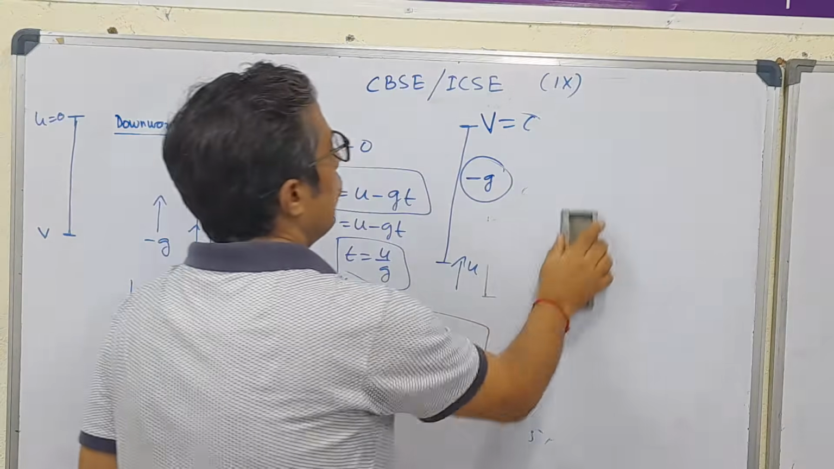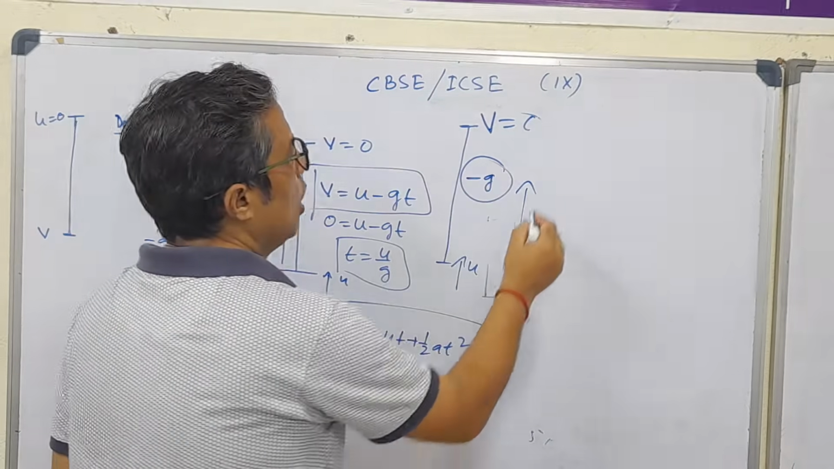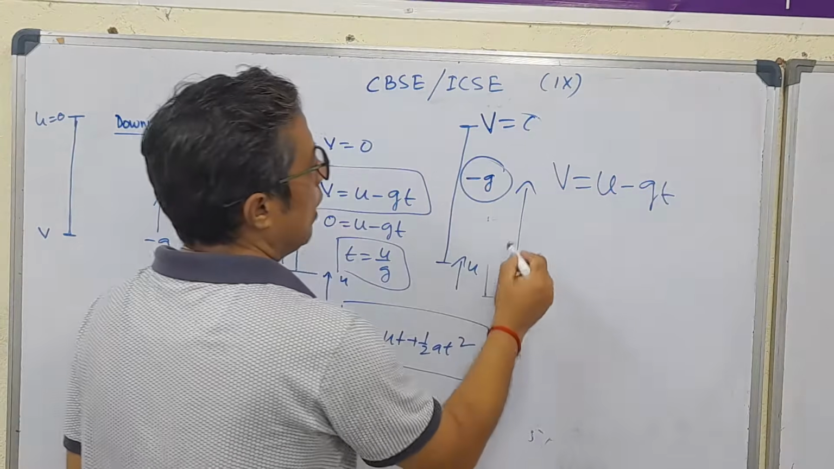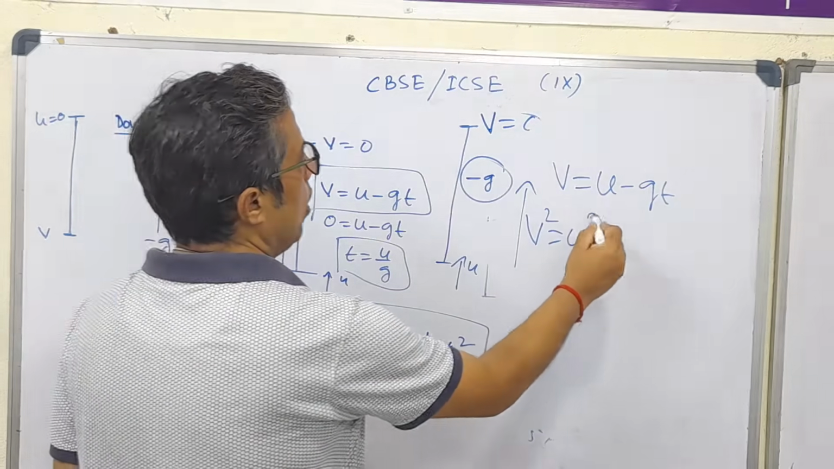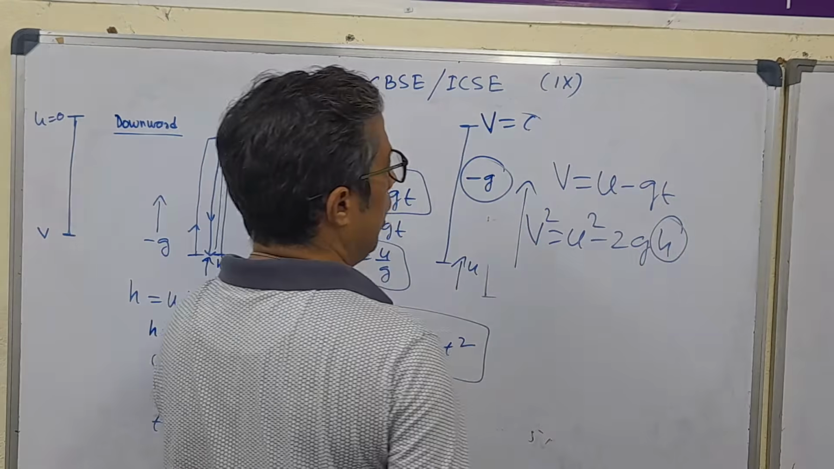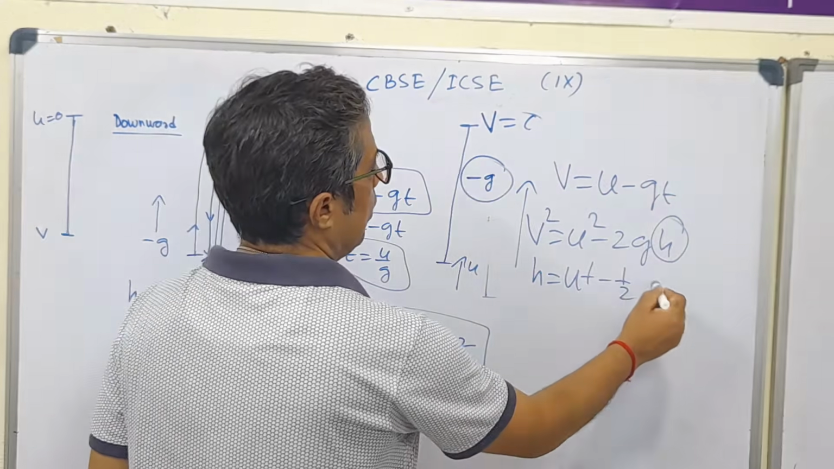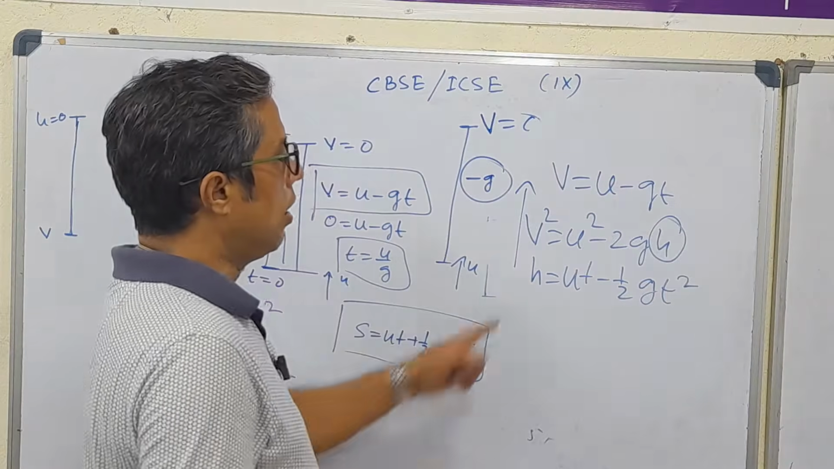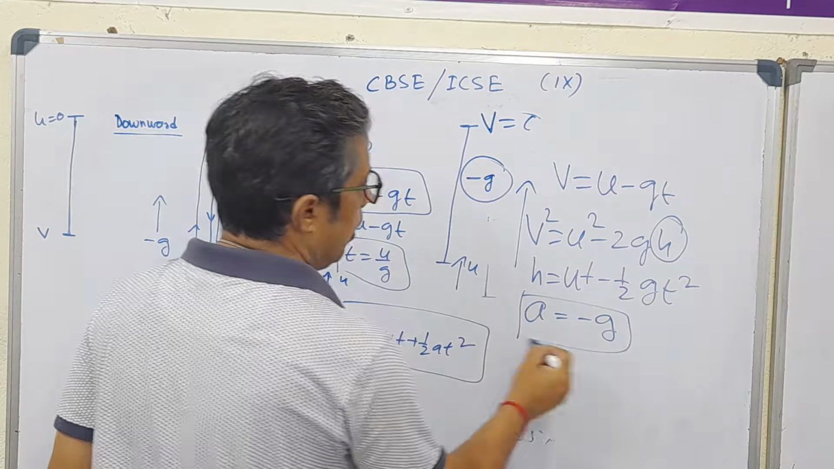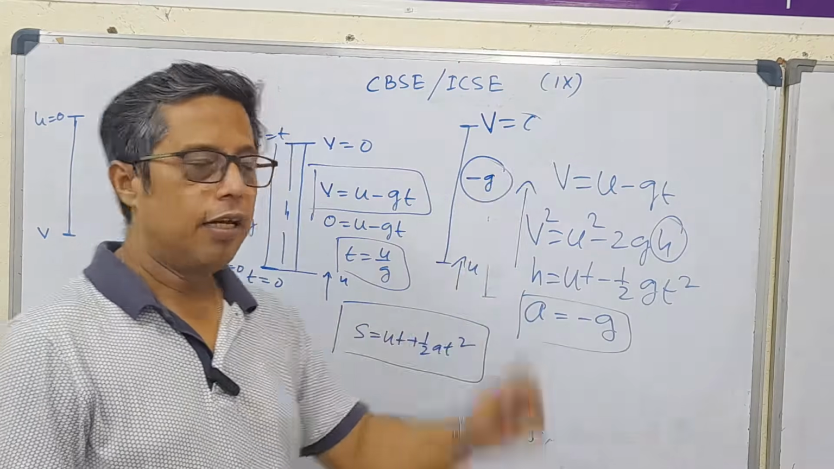So first of all, for any kind of upward motion, the equations of motion will be: v is equal to u minus gt; then v square is equal to u square minus 2gh, where h is the vertical displacement; and h is equal to ut minus half gt square. So we are replacing acceleration by minus g. This is for vertical motion in the upward direction.